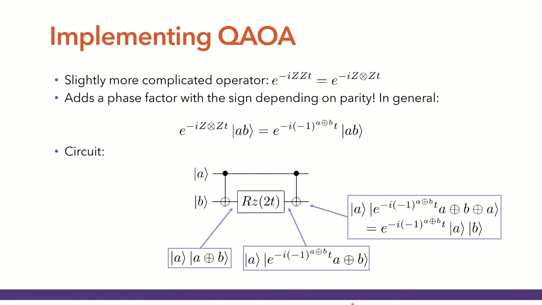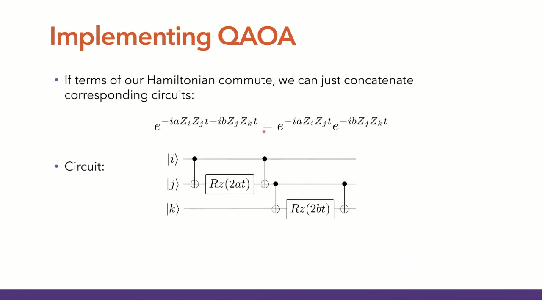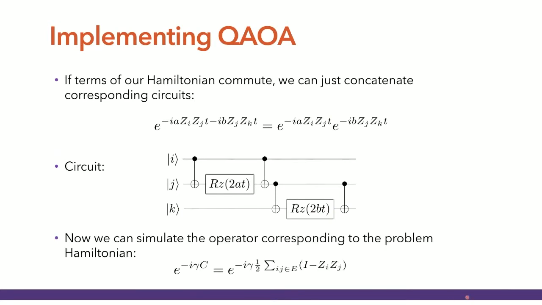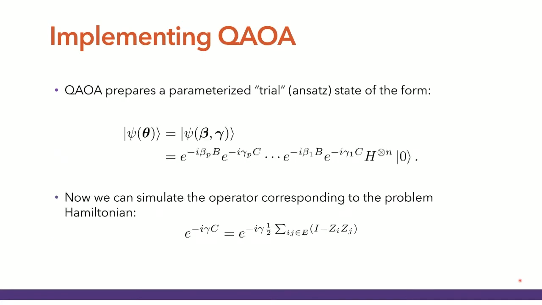And now the last thing: we want to have many ZZ terms in our max-cut Hamiltonian. But because they commute, we can just represent them as products of corresponding terms. So if we have a sum of two terms in our exponent and they commute, this is simply the product of their exponents, meaning we can just concatenate the corresponding circuits. And this is sufficient to build a circuit to simulate our max-cut Hamiltonian, that is our problem Hamiltonian. And this is half of our circuit. So this is all of these terms.